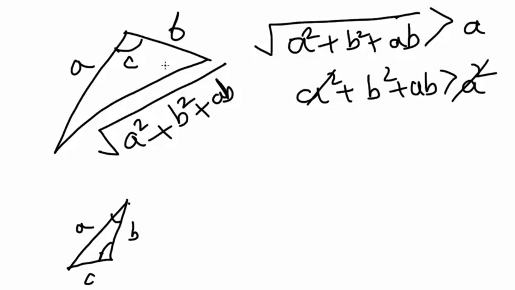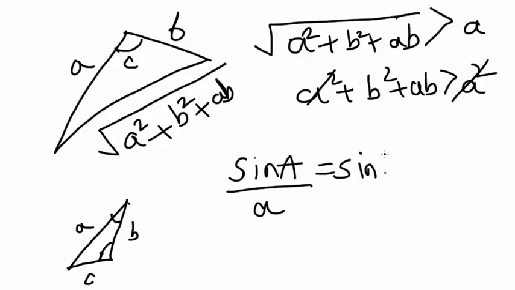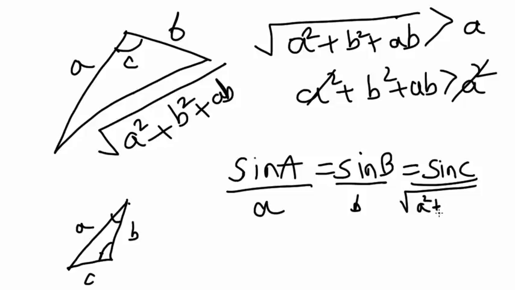So since we are given all the sides, it seems very tempting to use the sine rule. If we go with the sine rule, sine A upon a is equal to sine B upon b, and then sine C upon square root of a square plus b square plus ab, right? And this is equal to some constant, let's call this k.